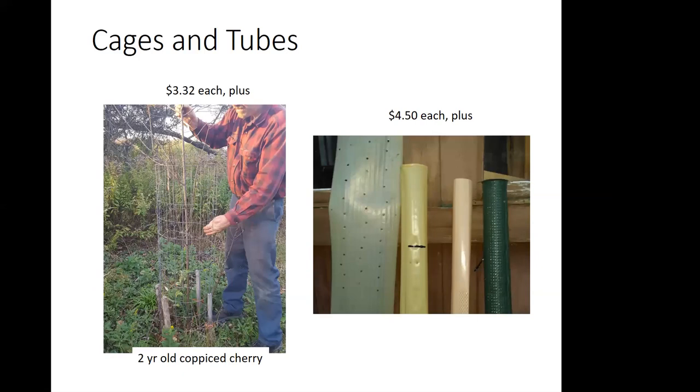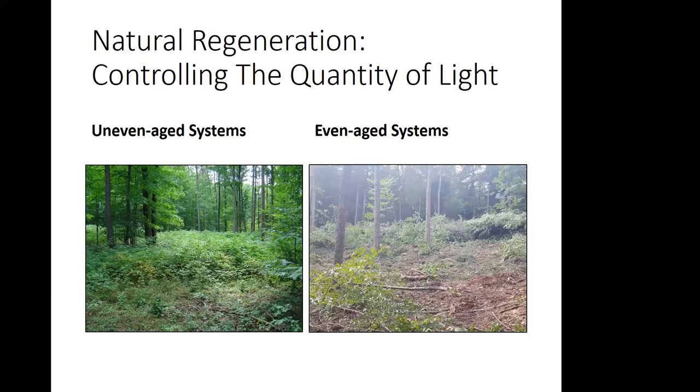There are different price points that you can work with. The wire cage on the left tends to be inexpensive in terms of out-of-pocket cost, but it requires some labor on your part. The plastic tubes run anywhere from $4 to $5 a piece, and they have to be staked and maintained. All of these require maintenance, which is often more expensive than the actual implementation.